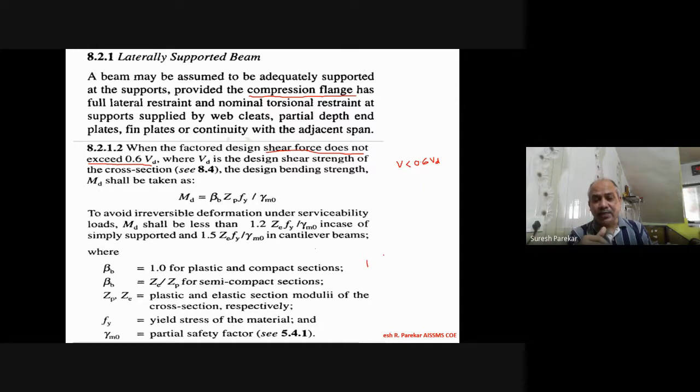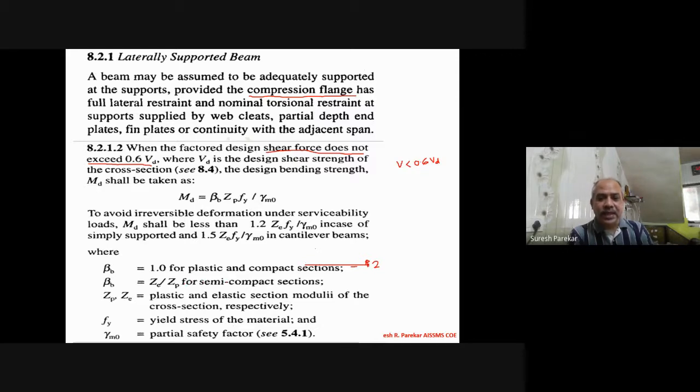These three criteria are for angle section. For channel and beams, we again have this for your flange and for your web. So for this we have to go to Table number 2. Now after this, if the section is plastic or compact, then I will take beta b as 1.